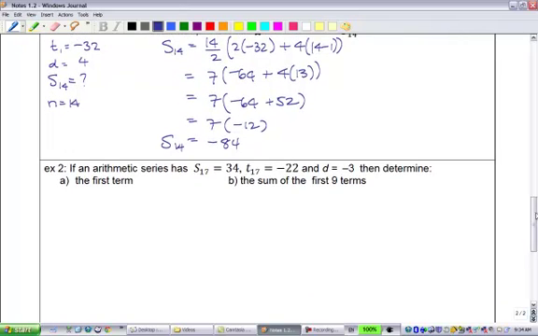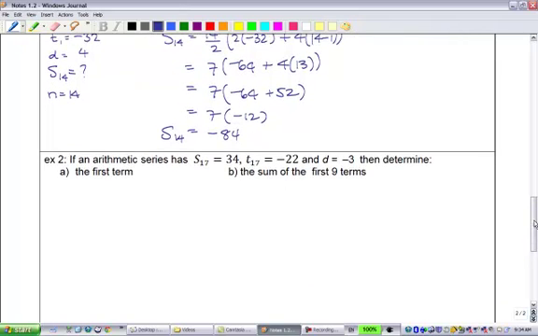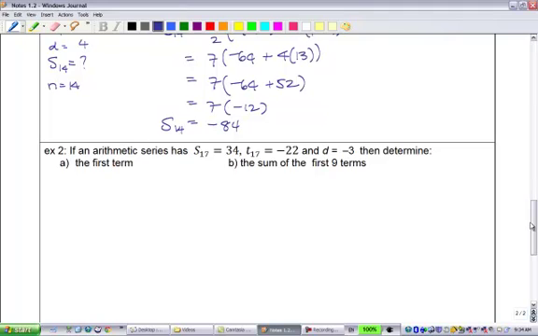What I'd like you to try and do is use the formula in this next example to find the first term. So let's write this out maybe again. T1 we don't know, that's what we're solving for. S17 is 34, T17 is negative 22, D is negative 3, and we already know that it's the 17 terms. So why don't you take a second, hit pause, and try that question.